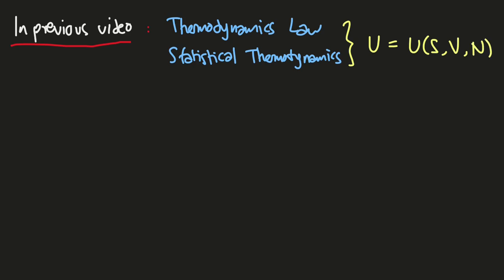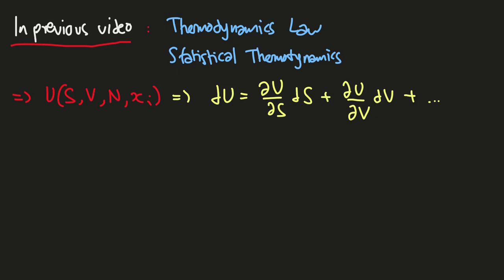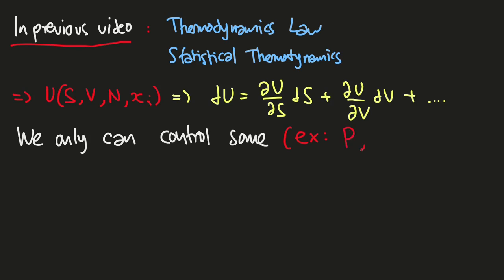But here, this U may depend on other variables, let's say x_i with index i for each variable. By this dependence, we can take the differential form by using partial differentiation as this, and of course by chain rule. But in reality, in experiment, we can only control some of these. For example, the pressure, for some cases the volume, for some cases N as the number of particles, and maybe the other variables as x_s here. So we come to the question.